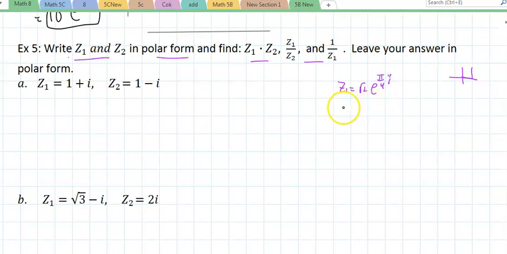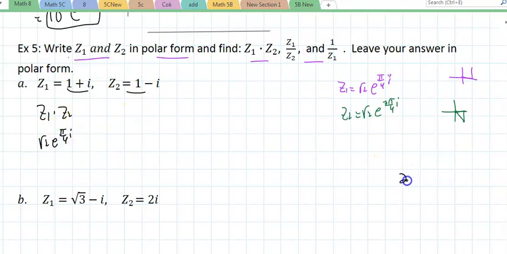And I could say z sub 2 is radical 2 e to the, in the fourth quadrant, 7 pi over 4i. That was the whole purpose of everything that I did up till now. I really wanted to start right here on example 5. Now, if I want to find z1 times z2, instead of multiplying those, I'll say that is radical 2 e to the pi over 4i. You do remember the answer was 2, right? I'm just going to show you it's the same thing.